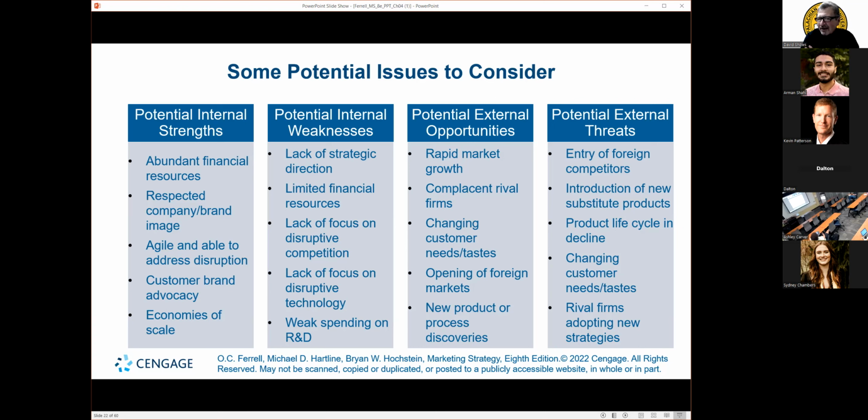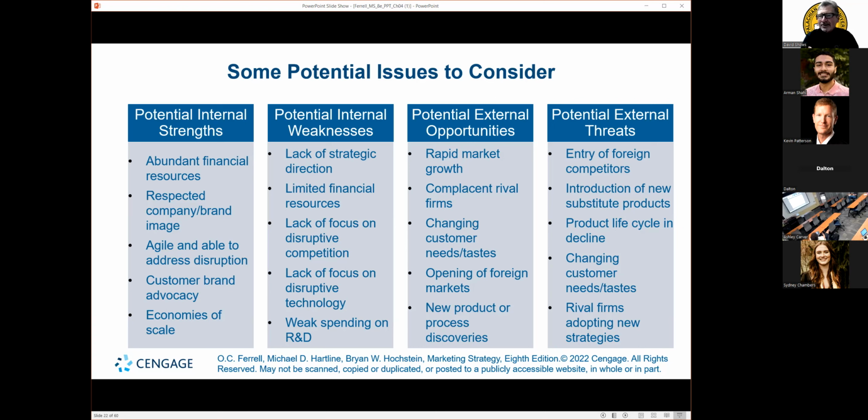Opportunities: the market is growing rapidly. You have firms that are complacent, that are fat and sassy, are happy where they are. They don't want to grow any further. There are consumers' needs and tastes that are changing. And so the classic example I give is Mothers Against Drunk Driving and their ability to change and to focus forever. New products and new processes that are out there.